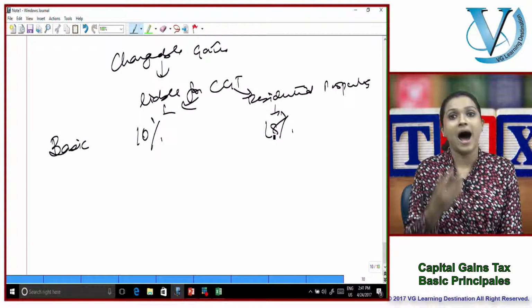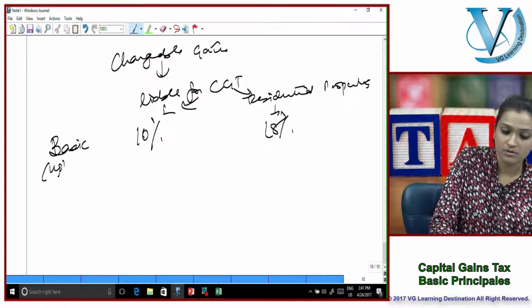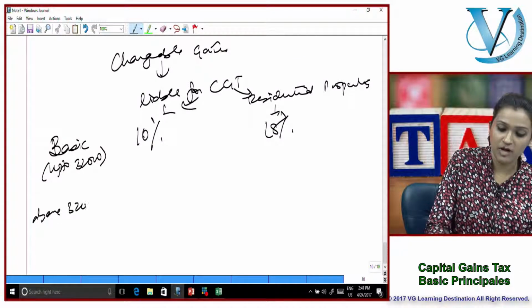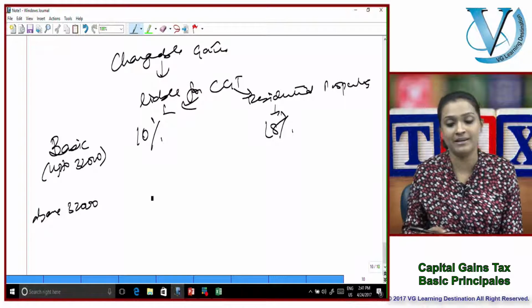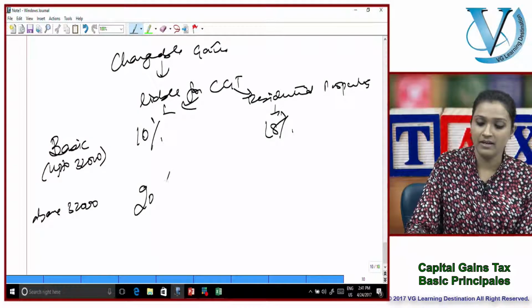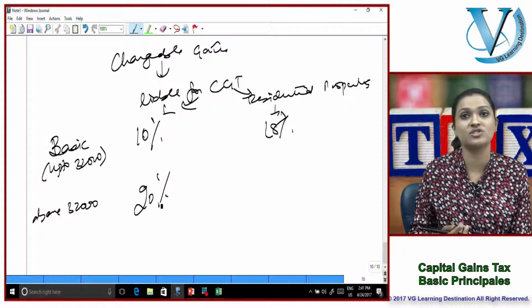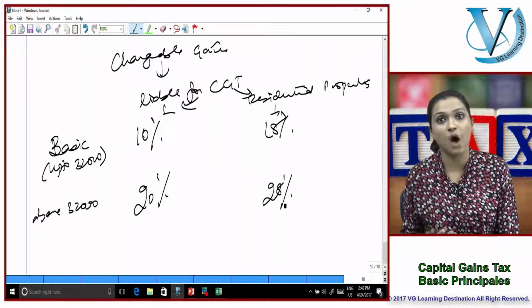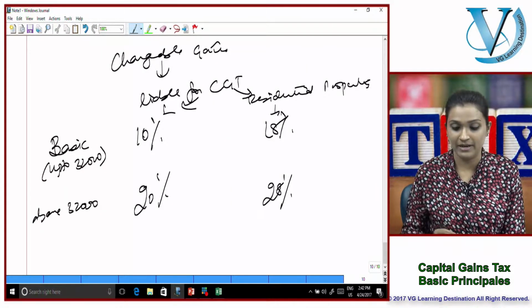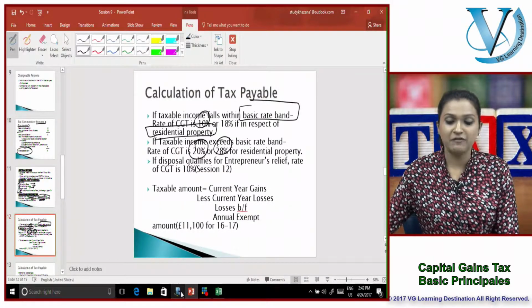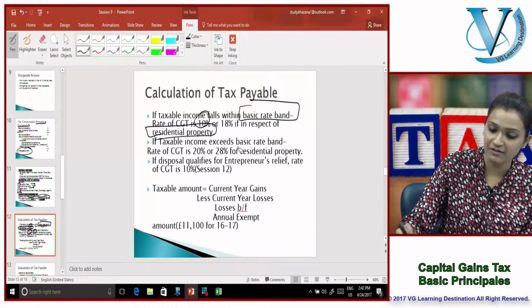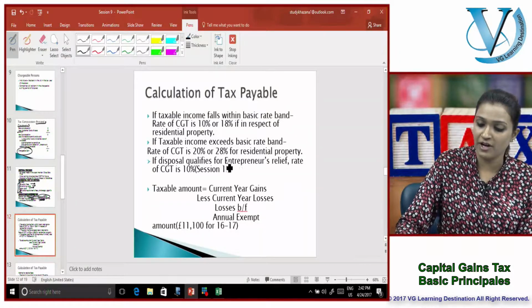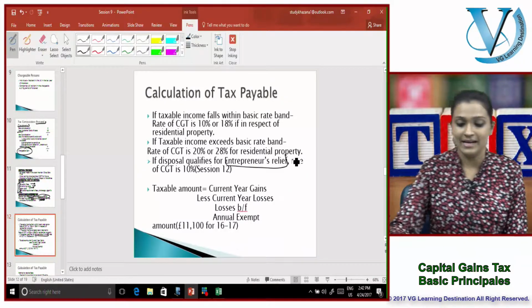Also, if you are a higher rate taxpayer, this is up to 32,000 pounds. This is above 32,000 pounds. The rate of CGT liability changes from 10 to 20%. And if it's a residential property under consideration, it is going to be 28% from the basic 18%. So this is how you need to calculate your CGT liability. Also, if disposal qualifies for entrepreneurs' relief, don't fret about it too much. We're going to do a full-fledged session on it. If it qualifies for entrepreneurs' relief, then the rate is going to be 10%.